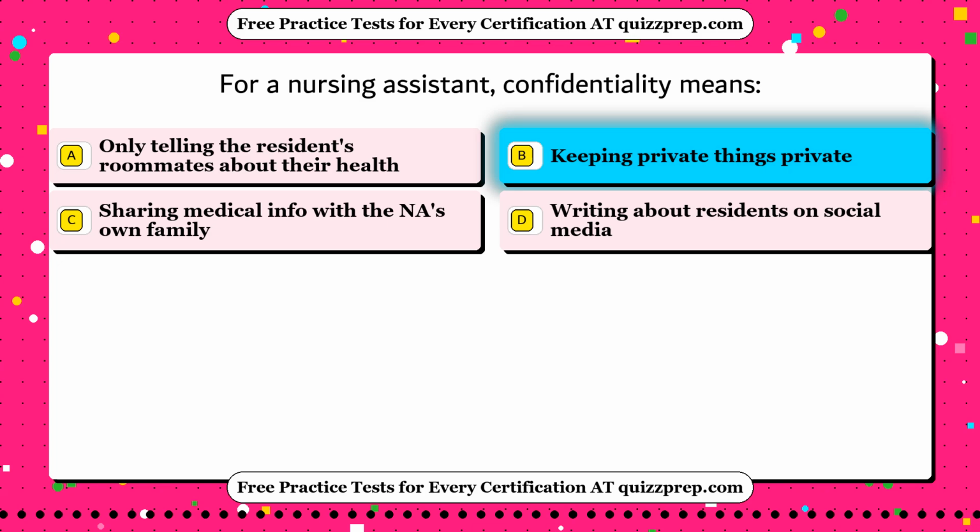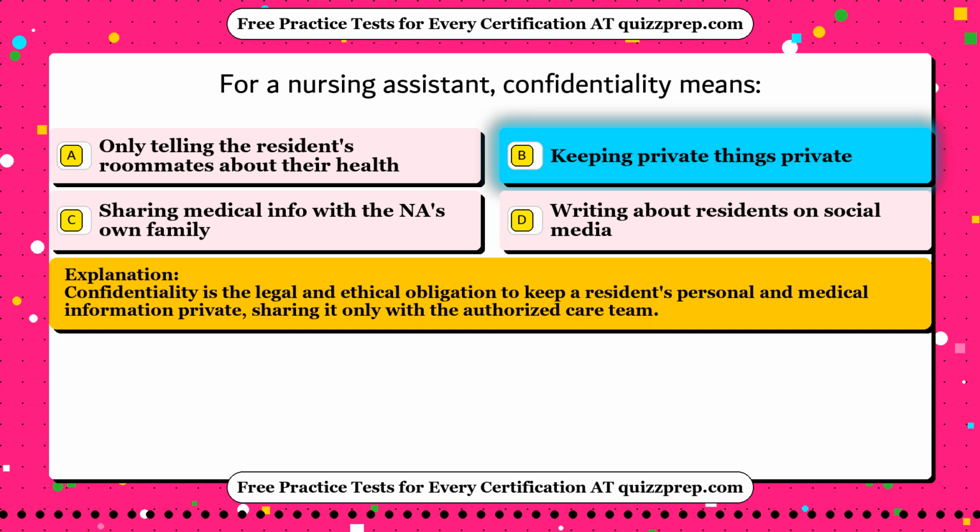The correct answer is option B, keeping private things private. Confidentiality is the legal and ethical obligation to keep a resident's personal and medical information private, sharing it only with the authorized care team.